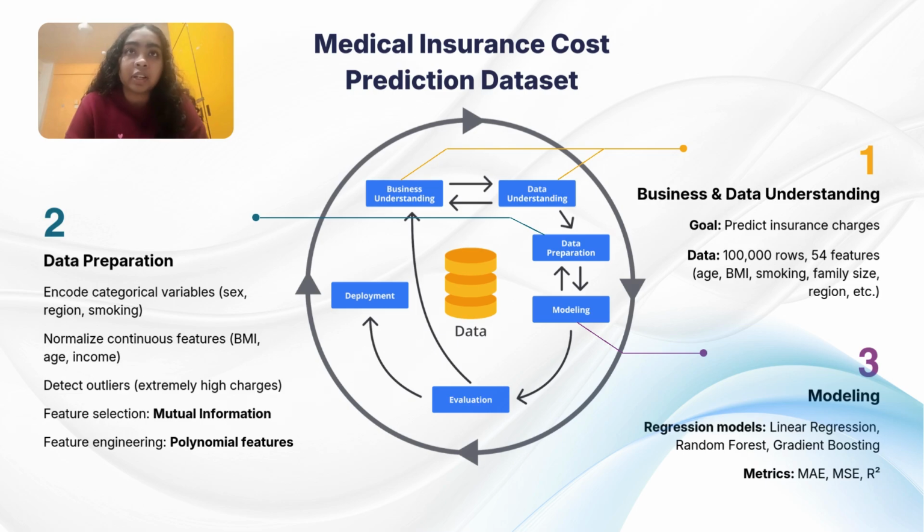Next, the medical insurance dataset focuses on predicting how much a person will be charged for insurance. This dataset contains 100,000 rows and 54 features, including age, BMI, number of children, region, smoking status, and income. We began by encoding categorical variables and normalizing continuous features. Outliers were detected and handled to prevent misleading results. Using mutual information, we identified the most important features such as smoking, BMI, and age. We also created polynomial features to capture more complex relationships in the data. We trained several models, including linear regression, ridge regression, lasso regression, random forest, and gradient boosting. Ridge regression achieved the best result with the highest R-square value and lowest error.